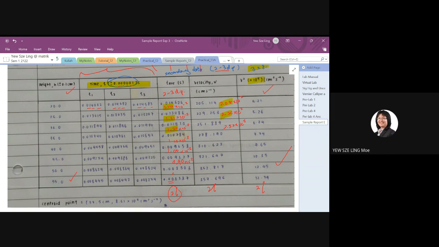Okay, so anda cuba dengan format baru untuk eksperimen 4. Eksperimen 3, kamu siapkan ikut format lama and then hantar saja esok sebelum jam 5. And then kamu ada 24 jam lagi untuk siapkan eksperimen 4. Okay, so eksperimen 4 nanti kamu tengok and then guna format baru. Okay, eksperimen 4 guna format baru.